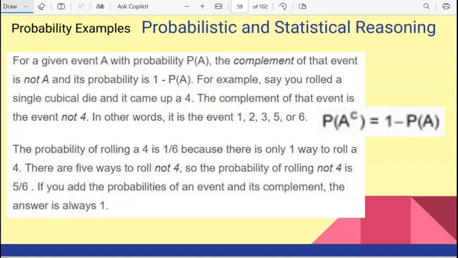The probability of rolling a 4 is 1 out of 6, because there is only one way to roll a 4. There are 5 ways to roll not 4. So the probability of rolling not 4 is 5 out of 6. If you add the probabilities of an event and its complement, the answer is always 1.